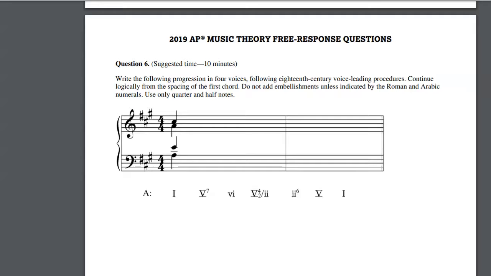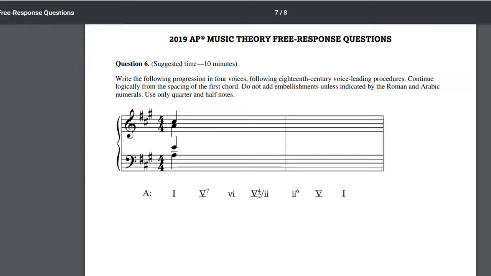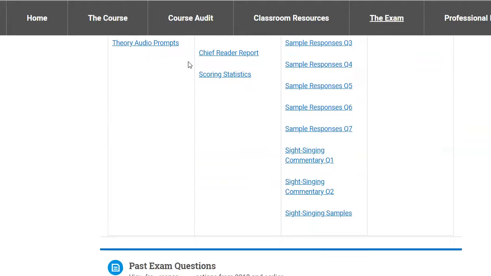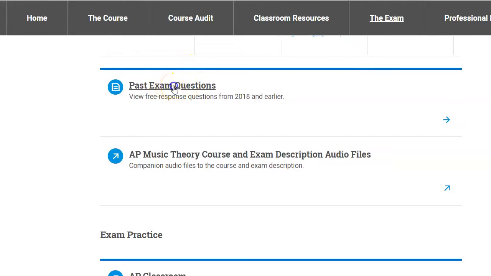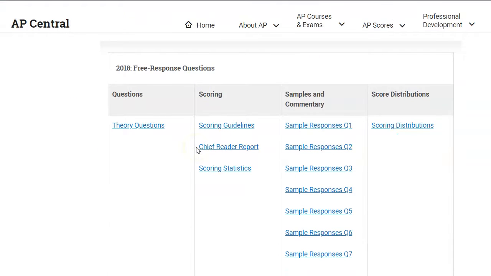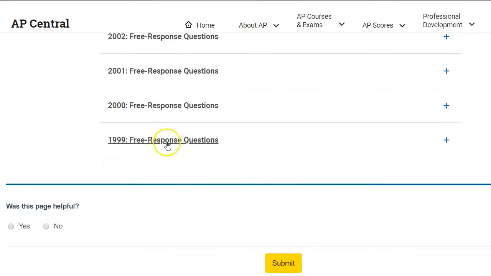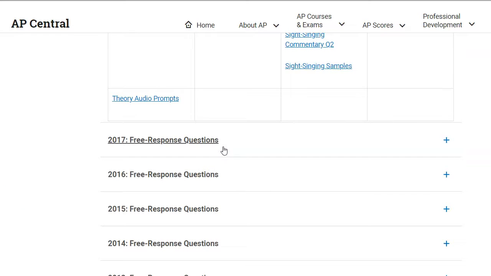Now the great thing here is that you don't just have the 2019 exam to work with. You can use all of the previous years' exams to practice this. So if I go back to where I was here on this exam page, scroll down a little bit past exam questions, then I can choose 2018 or any previous year all the way back to 1999. That's the year I took the exam. Okay, so you can work on about 21 different examples of these two questions. Always looking for question 5 and question 6. Those are the two that will be on this year's exam.